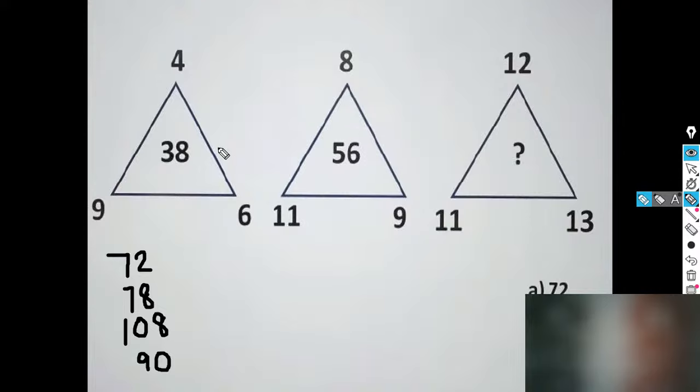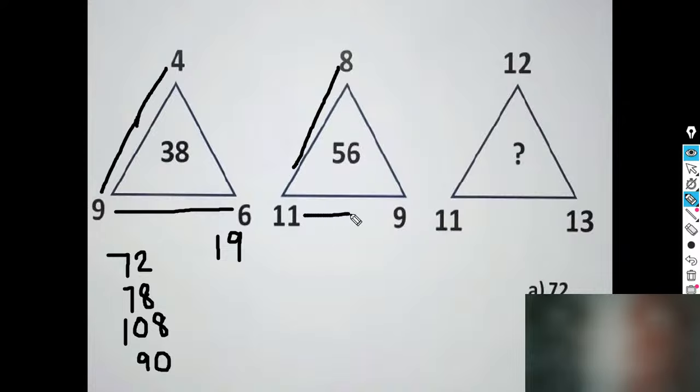Okay, I'll tell you the logic here. First, try to add all the numbers which are outside. 4 plus 9 plus 6 gives us 19. We have 38 there. Next, 8 plus 11 plus 9 gives us 28. We have 56 there. Next, 12 plus 11 plus 13. Based on that, you should find the logic.